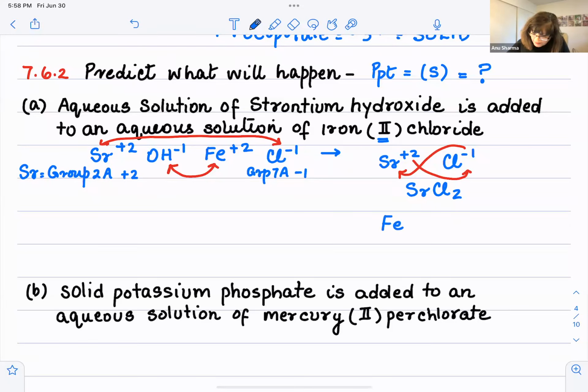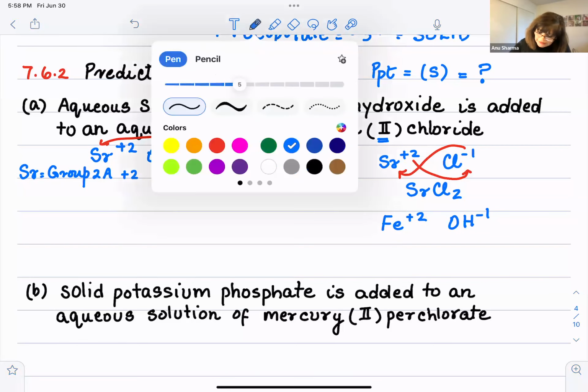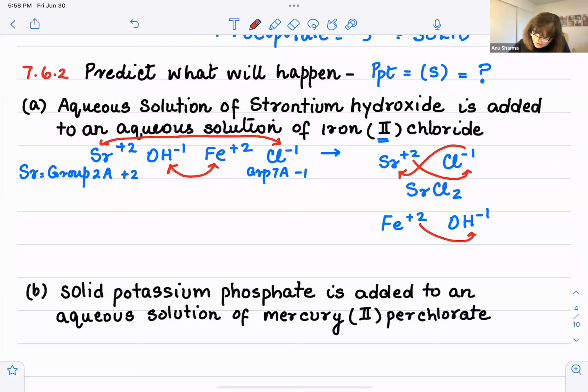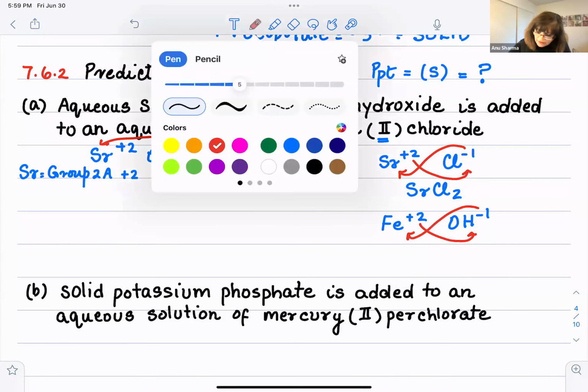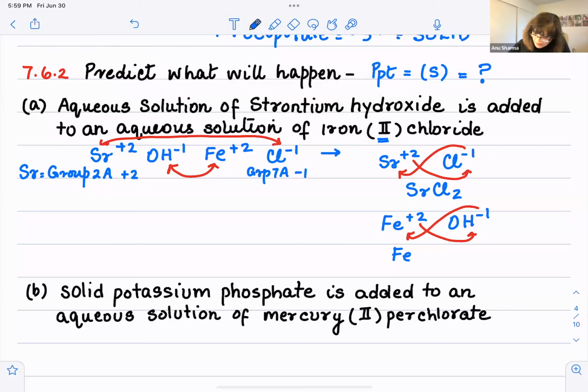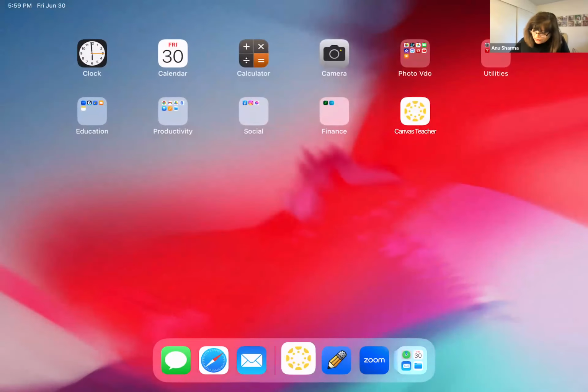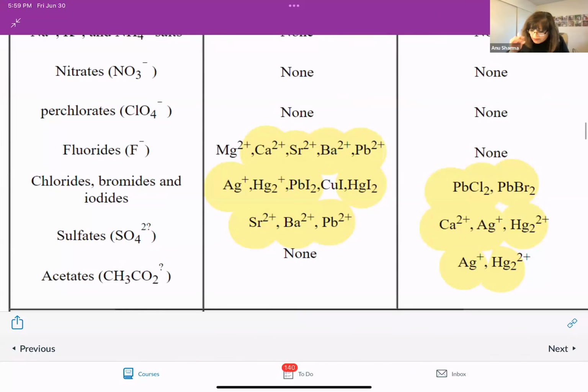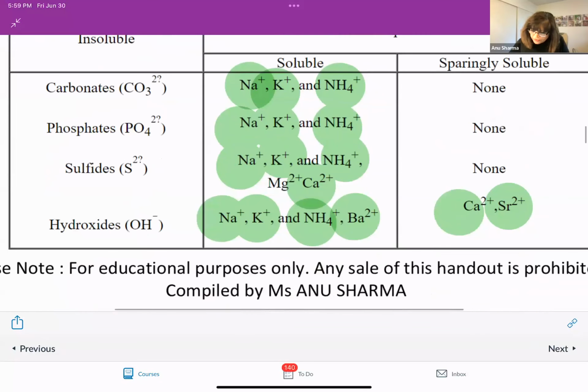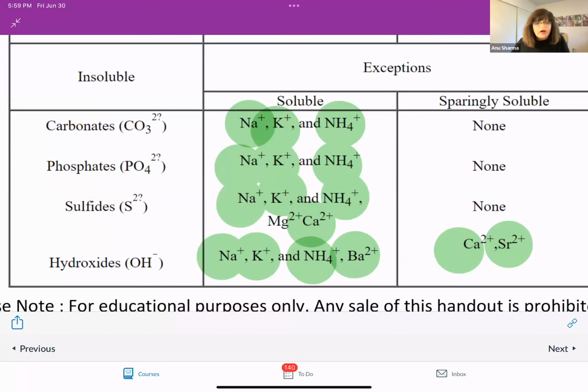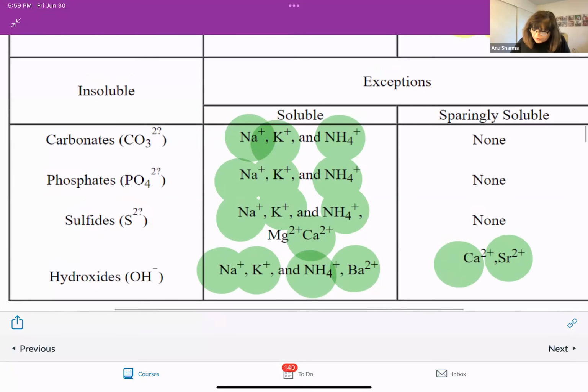The other one is Fe +2 state mixing with OH -1 state. Crisscross, this number comes here and this number goes here. So you get Fe(OH)2. Now whether you're going to form a precipitate or not: strontium chloride and iron hydroxide. Once again, go back and look into this table. Iron hydroxide: remember, all hydroxides are insoluble except group 1A and barium, strontium, calcium. So iron hydroxide is a solid.